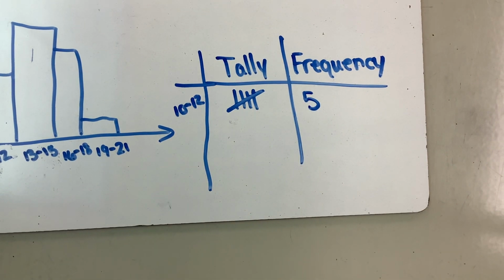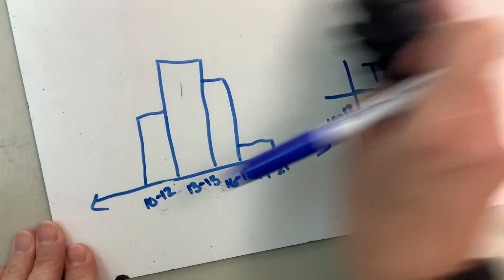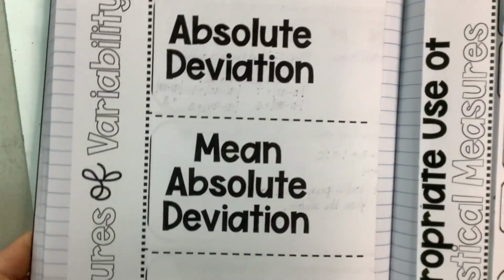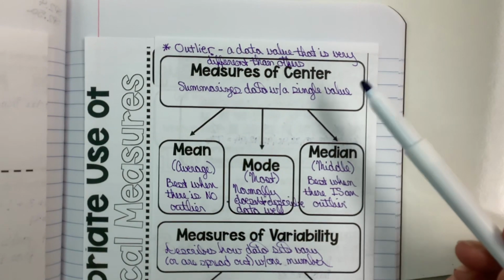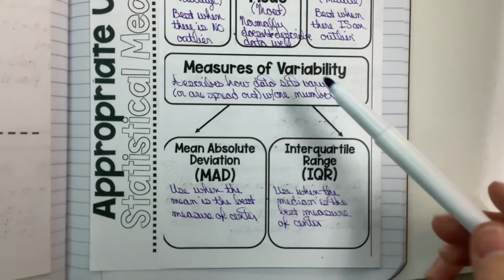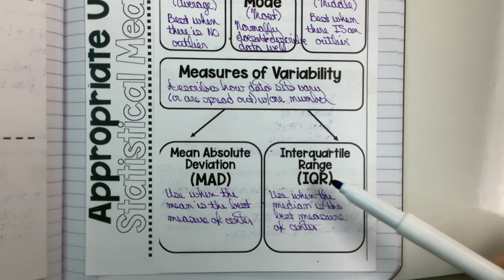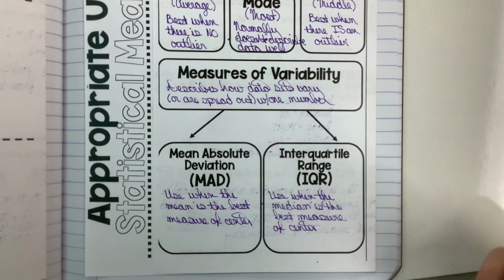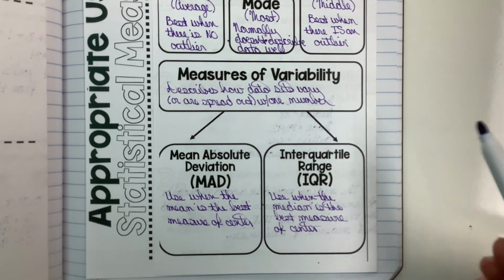Alrighty, then things get a little bit trickier. I believe I'm actually going to stop this video, and I will come back with a new video where we're going to look at the measures of center and the measures of variability. Measures of center were our mean, median, and mode. For measures of variability, I mentioned the IQR, interquartile range, but we're also going to take a look at the mean absolute deviation. So I will load a second video with this part of the information.